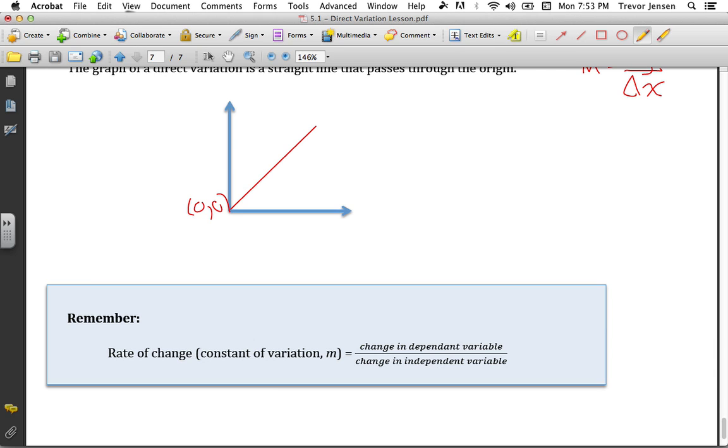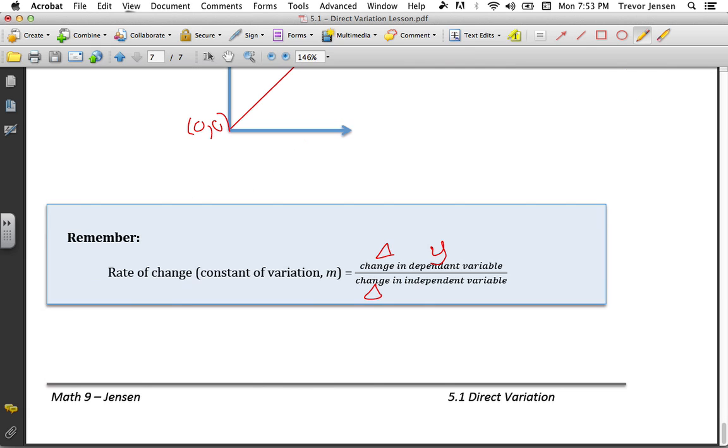Remember, calculate rate of change as change in dependent divided by change in independent. Remember, that's what that little triangle stands for. That means change in. Okay, change in dependent y over change in independent x. Okay, and that's it for that lesson.